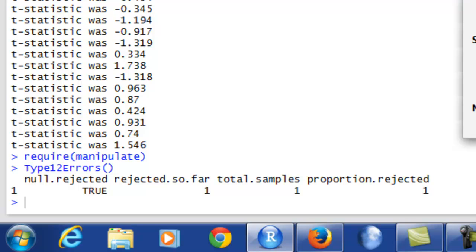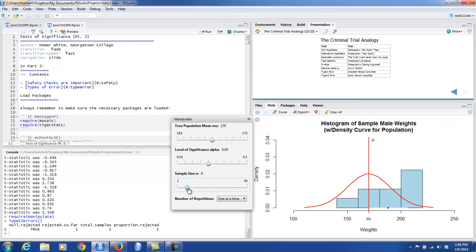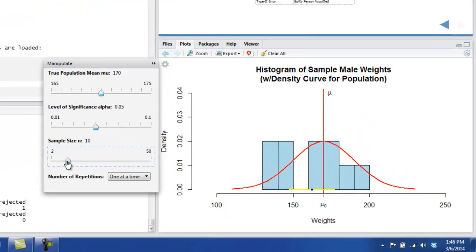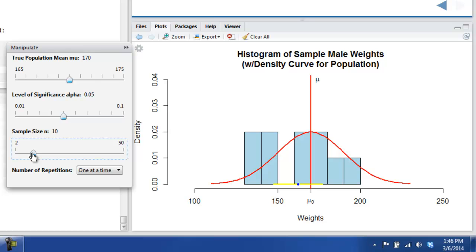Let's try another sample of size 10. This time, the sample mean was somewhat closer to 170. The 95% confidence interval contains the null's belief mu naught of 170. So our p-value will be bigger than 0.05. We won't be rejecting the null, and in fact we did not if you look down in the console. So this time we did not make a type 1 error.